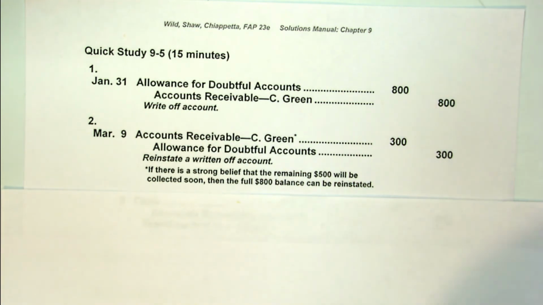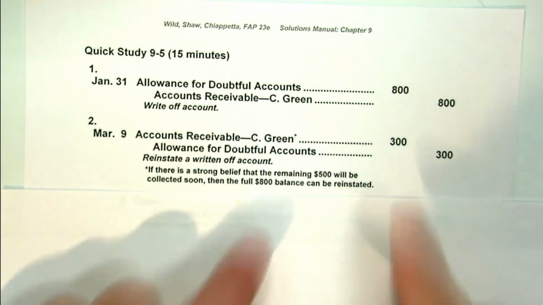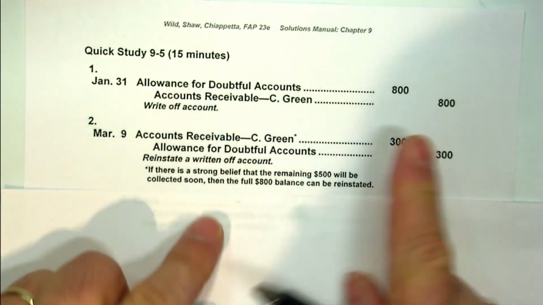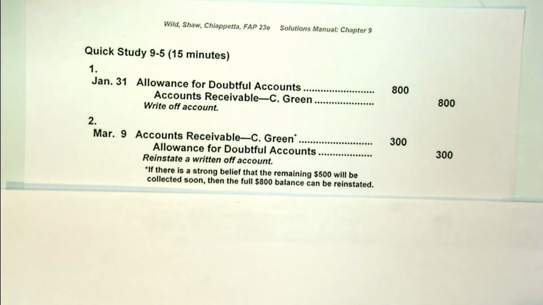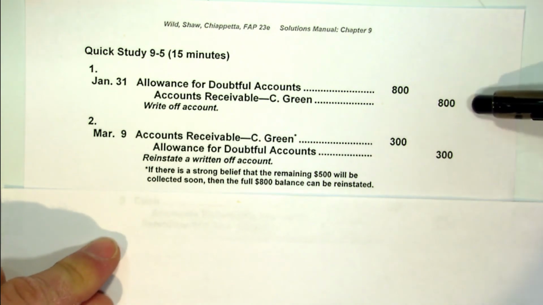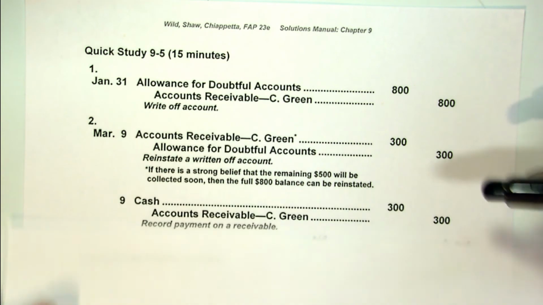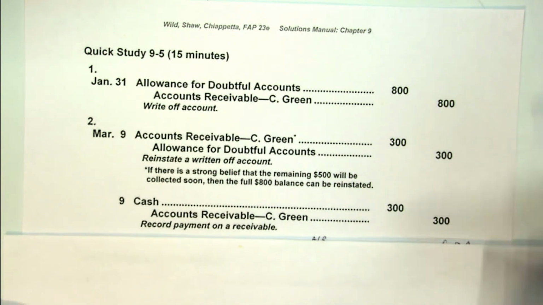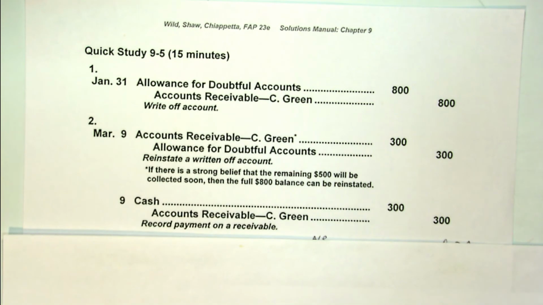Now, if he said, hey, I can give you $300 now, but I really want to pay off the whole thing eventually, then we would reverse that entire entry. But let's just say that he said, I'm not going to be able to give you anything more than $300, but I want to at least give you $300. Well, then we reverse $300 of the entry that we made on January 31st when we wrote off his account. And then we record the cash receipt of $300, okay?